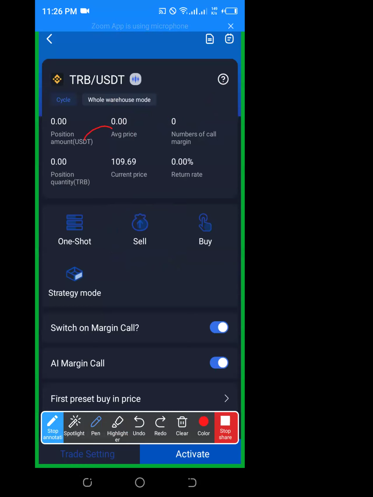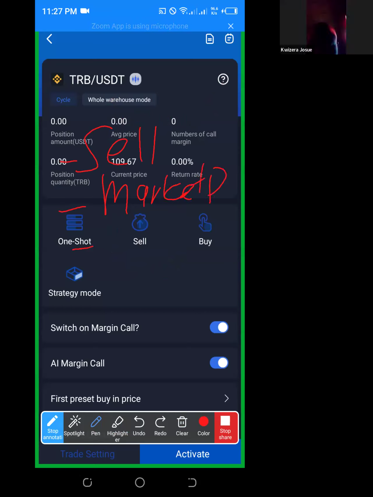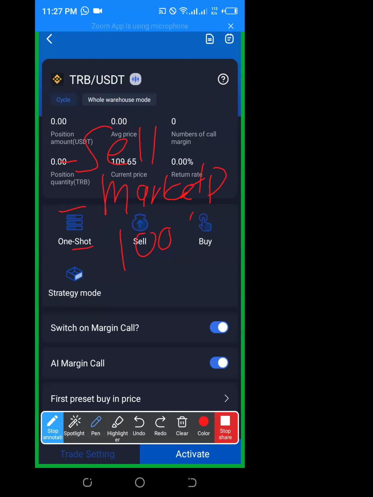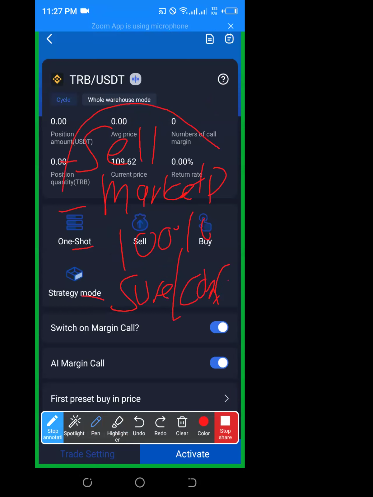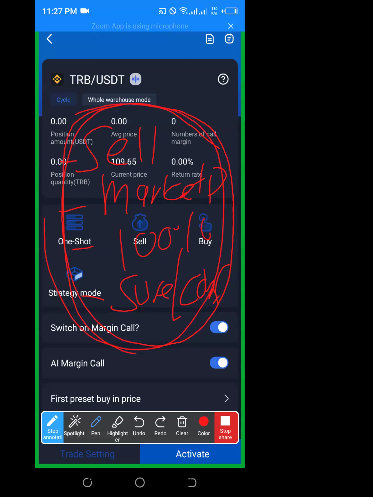You tap on sell. You tap on market price. You tap on 100%. Then sure, which means confirm. Those are the steps for selling the asset manually on Royal Q, but you sell in the floating profit, not in the loss.